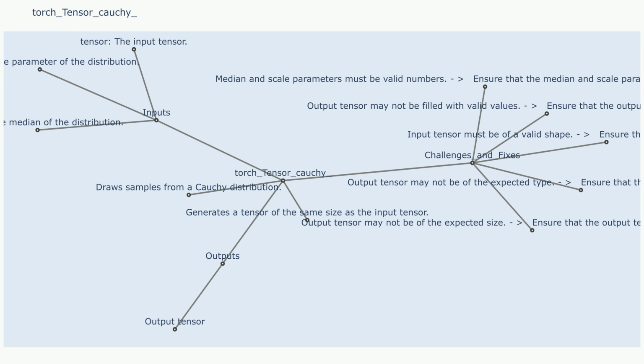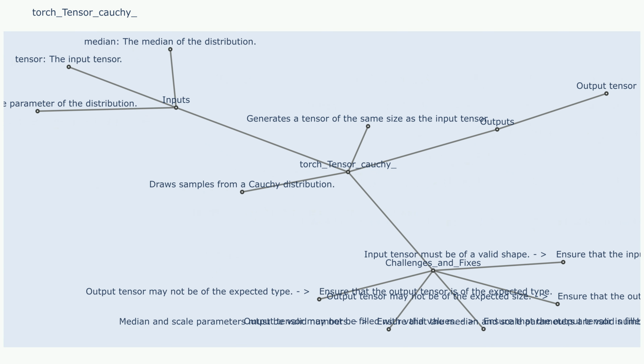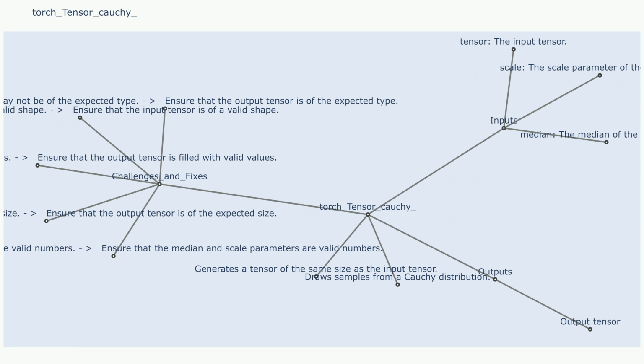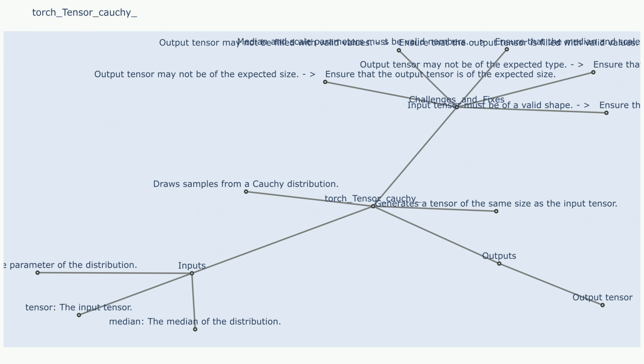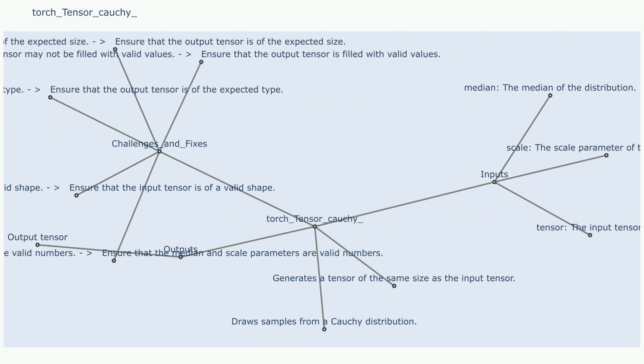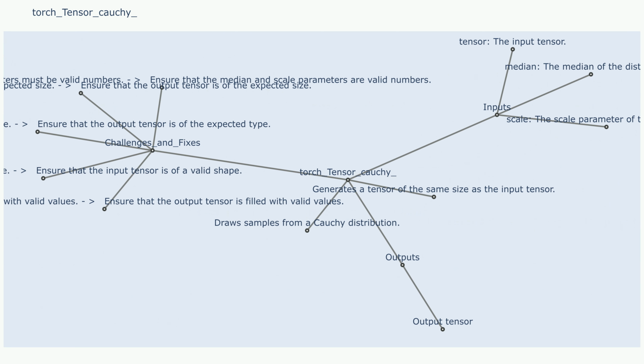Torch tensor Cauchy. Description: the torch tensor Cauchy method generates a tensor filled with random numbers sampled from a Cauchy distribution with the given parameters. The Cauchy distribution, also known as the Lorentz distribution, is a continuous probability distribution with a characteristic heavy tail. This means that it has a high probability of generating extreme values compared to other distributions like the normal distribution.